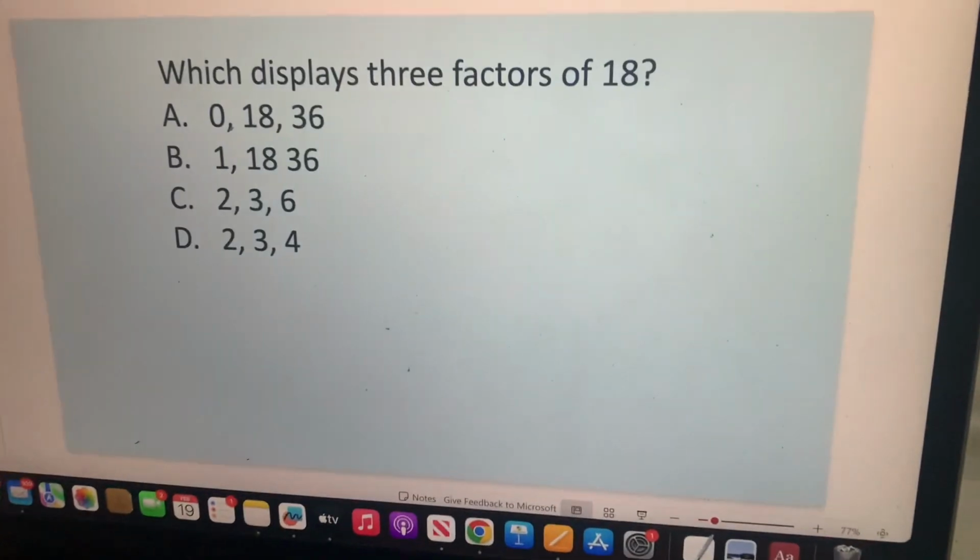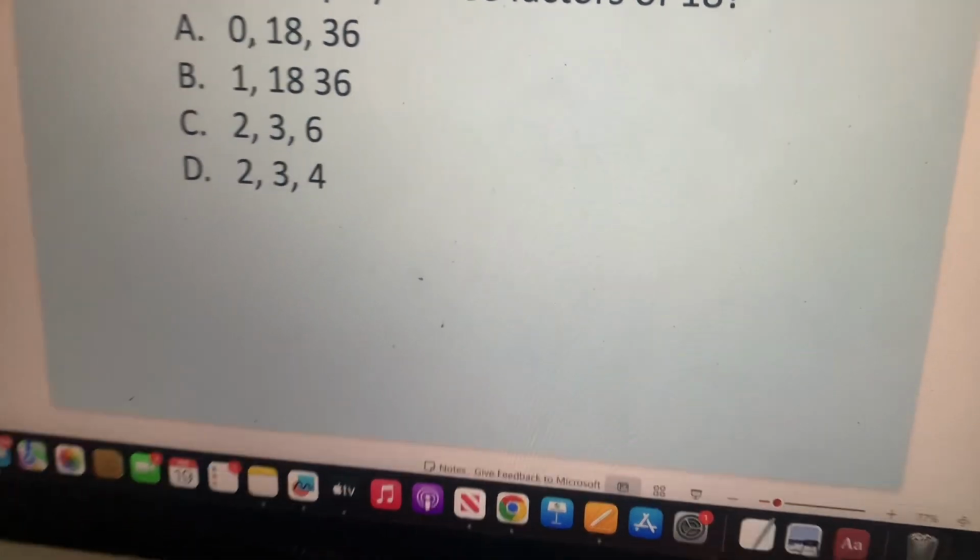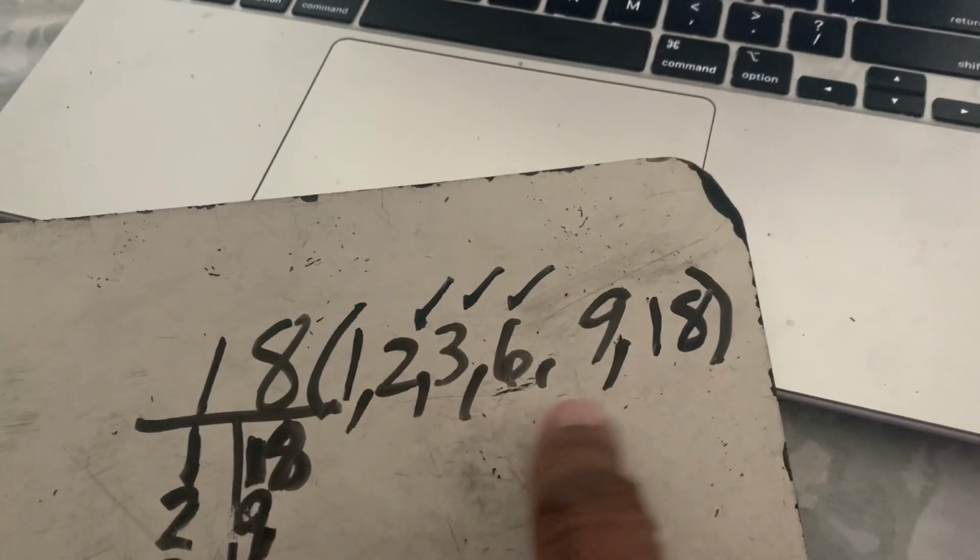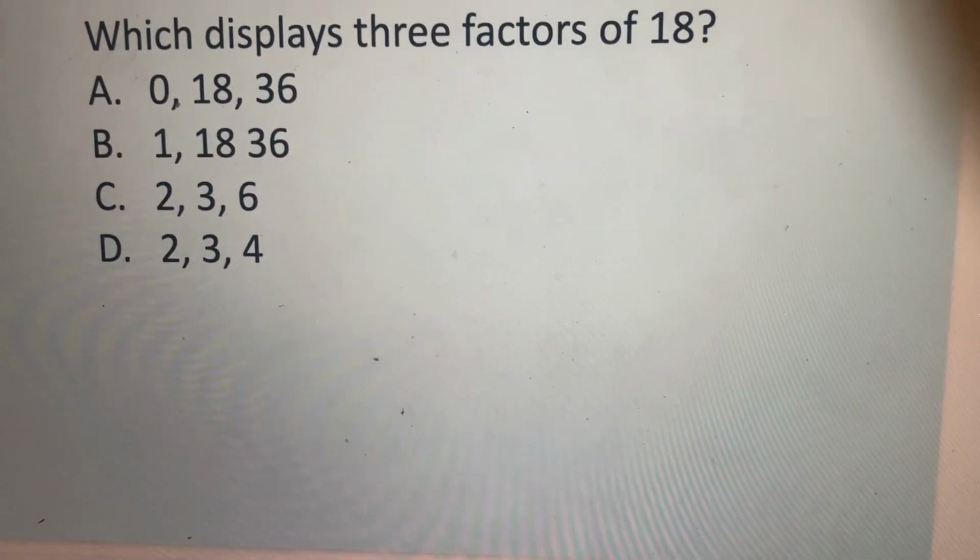Now let's look at D. Make sure that it's not D. 2, 3, and 4. 2, 3, and we don't have 4. So C is our answer.